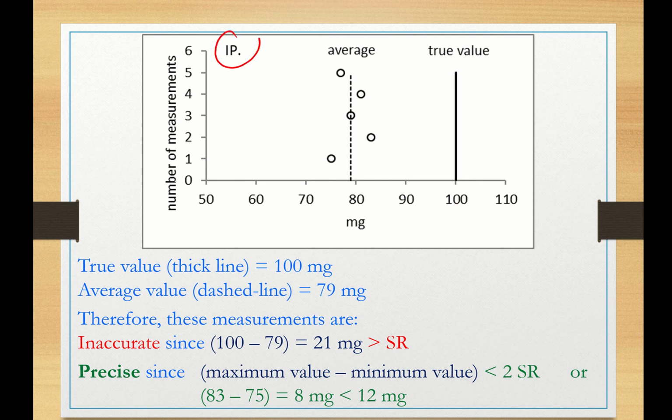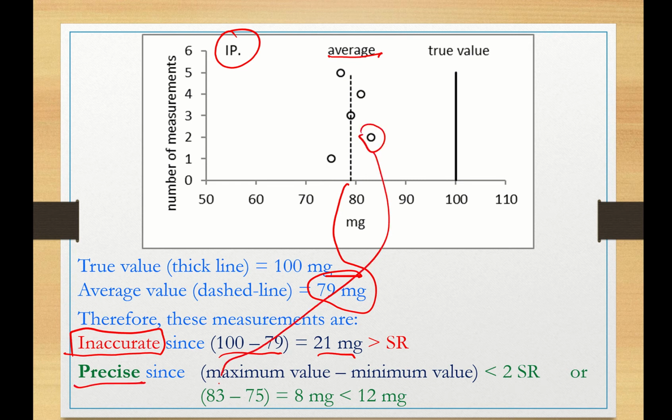The second group, IP, the average value is 79. 100 minus 79 is 21, bigger than 6. Therefore, these measurements are inaccurate. They are, however, precise because the maximum value is 83, see here? That's 83. The minimum value is 75. Difference is 8, less than 12, therefore they are precise. So they are inaccurate but precise. Doesn't make much good though, right? Because they're far away from the true value.